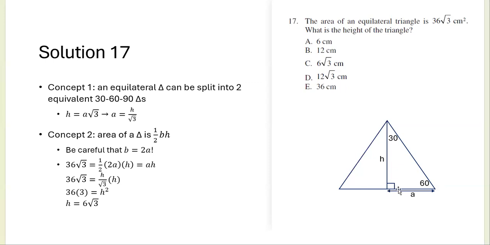If we call half the base of the equilateral triangle A, okay? H is A root 3 by the relationship between the sides of 30, 60, 90 triangles, which we can say A is H over square root of 3, okay? Now we use the area of a triangle is half the base times the height. So 36 root 3 is half the base. What is the base? It's 2A. Be careful there.